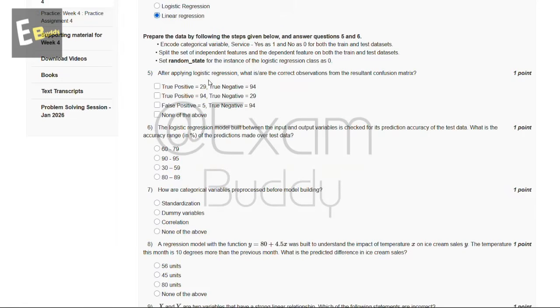After applying logistic regression, what are the correct observations from the resultant confusion matrix? So these are the options and the answer of our fifth question is A and C. And now let's go to our question number 6.